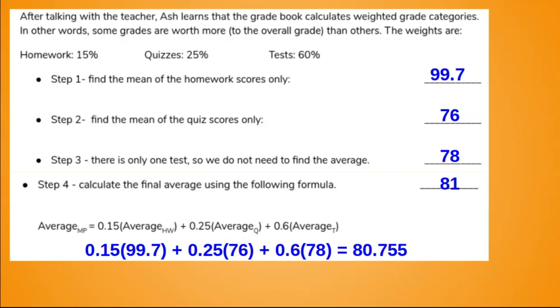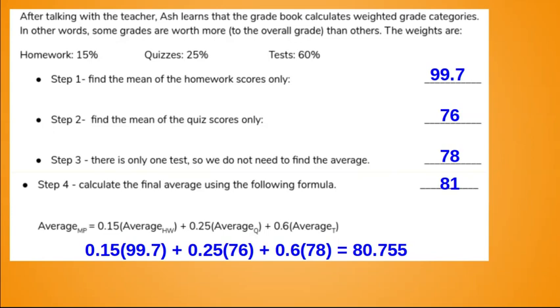The example, we were looking at Ash calculating grades for one class. Turns out they're weighted, so we needed to find the mean of the categories. After talking with the teacher, Ash learns that the gradebook calculates weighted grade categories. In other words, some grades are worth more to the overall grade than others. The weights are homework, quizzes, tests.